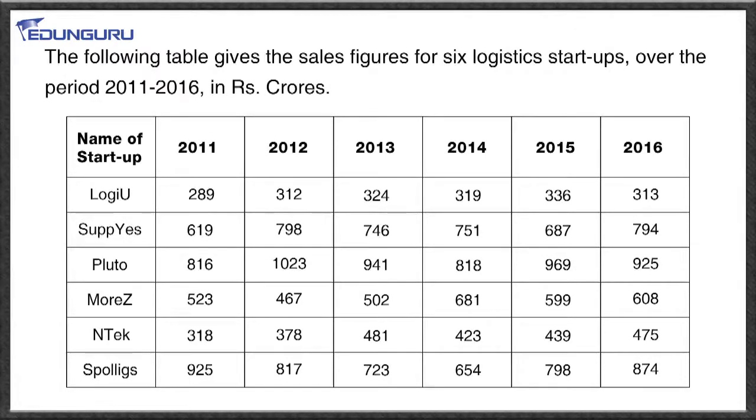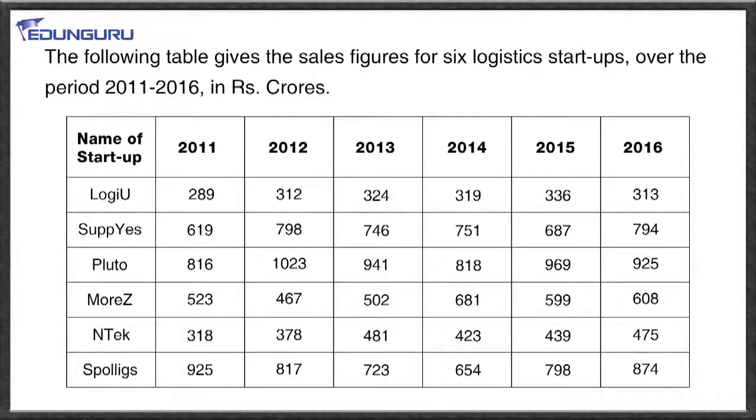LRDI increased from 2011 to 2012, Pluto also increased from 11 to 12. That was the same trend. 12 to 13, LRDI increased, Pluto decreased. This was 1 year when LRDI increased, Pluto decreased.